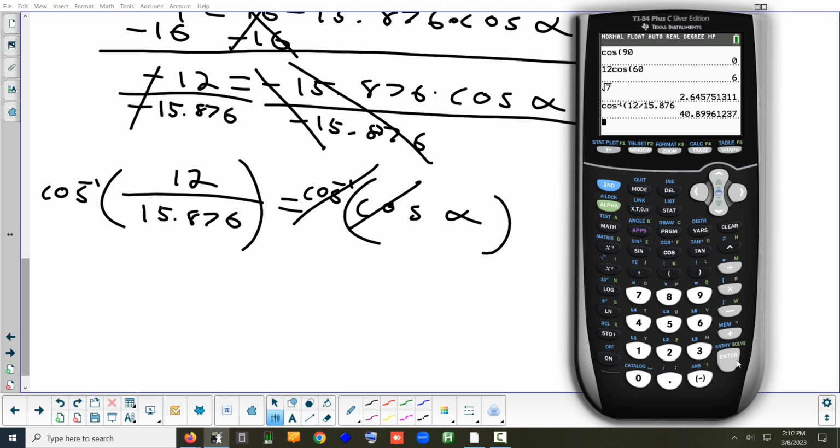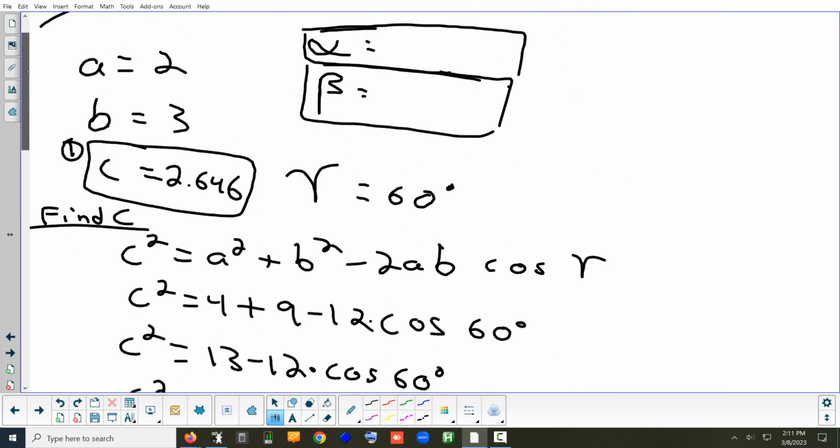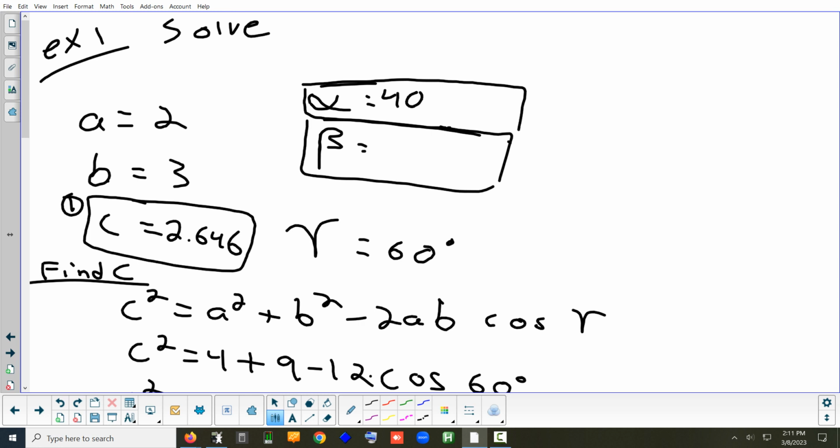15.876. Okay, so we get 40 point, well, if we want to round that to 3 decimal places, it ends up rounding up to 40.900. The whole thing rounds up. 40.900. Okay, so that's that one.